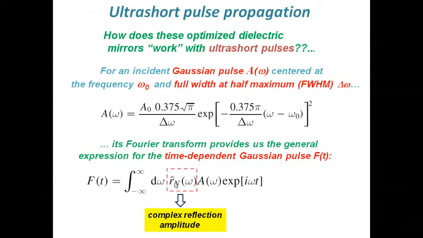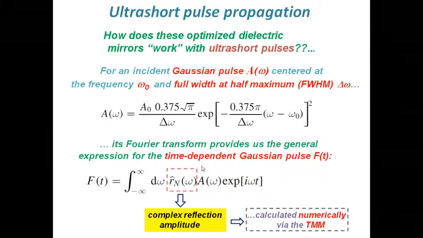What is R of omega? This is the complex reflection amplitude. This is the Fourier form of this A of omega. So how can we calculate this reflection amplitude? We calculate it numerically via the TMM method. Just recall, we want large values of delta omega to achieve short temporal pulses. So we should cover wide spectral ranges to achieve short pulses, of femtoseconds or even less.